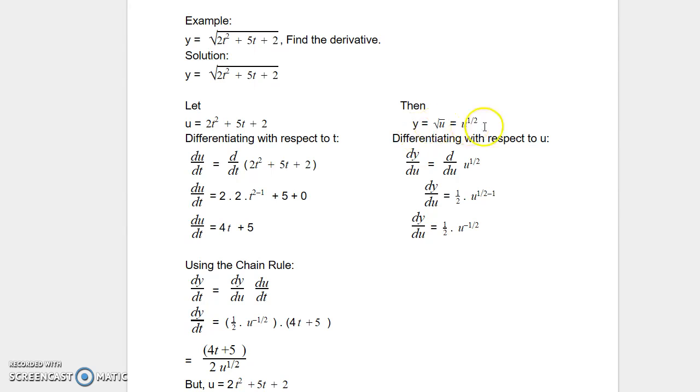On this side, y is a function of u, therefore we're going to differentiate it with respect to u. dy by du is going to be equal to d by du of u to the power of half. We're going to use the power rule to simplify it, and when we simplify it, it's going to be 1 half u to the power of 1 half minus 1, and that simplifies to 1 half u to the power of minus 1 half.